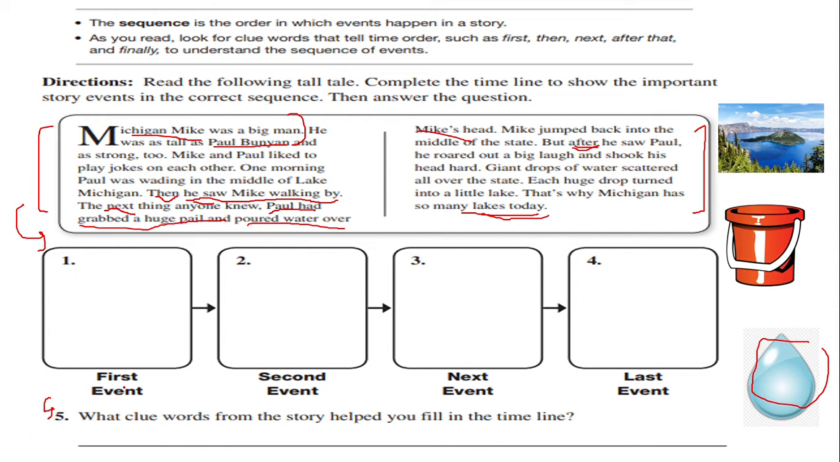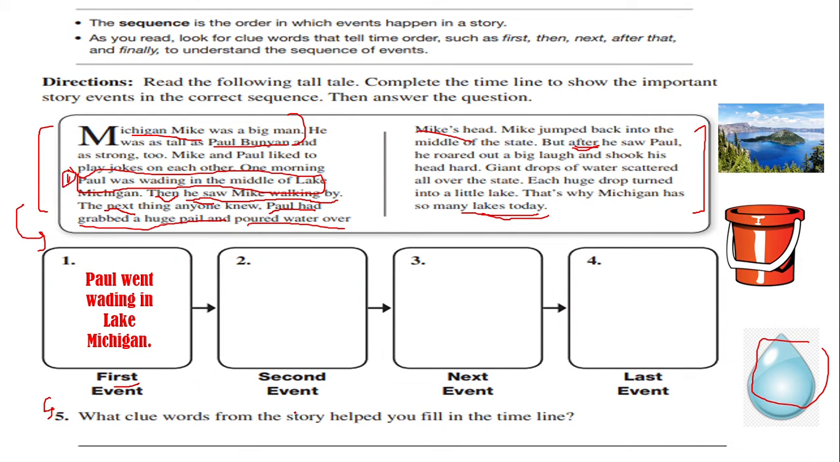So, here, the first event. What was the first event? We have "then." Then means something happened next. Okay, so there is an event before then, which is the first. What is it? Paul went wading in Lake Michigan. This is the first thing that happened. He was walking through the middle of Lake Michigan. Okay, so this is number 1.